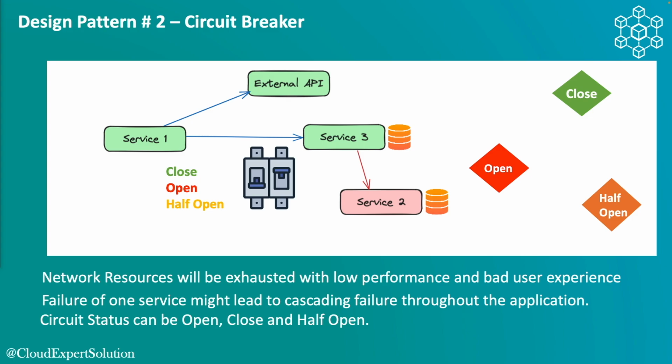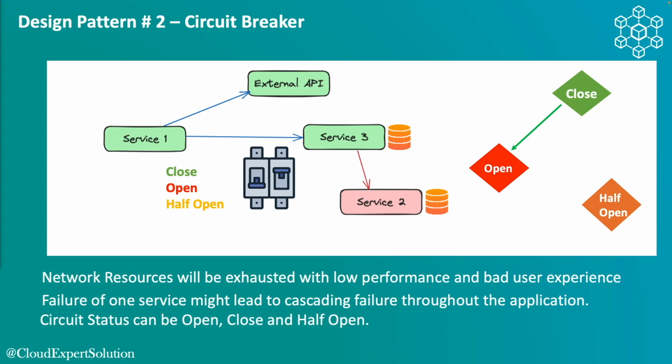Now let's try to understand using this diagram. Currently I have the circuit closed, which means all the requests from service 1 are going to service 3. Once service 2 encounters some issue, or service 3 is not responding because it is not getting any response from service 2, then we can open that gate. That will lead to any request from service 1 being held and not reaching service 3.